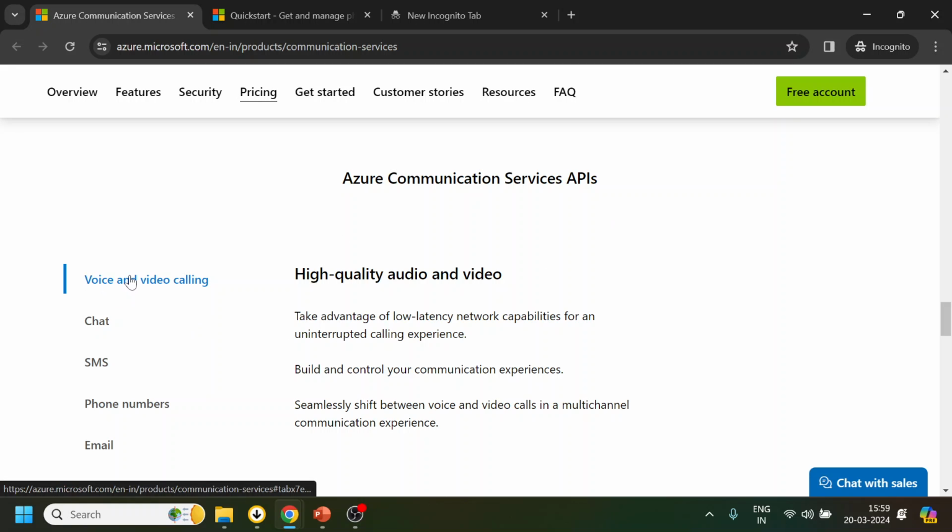and the list of communication services are voice and video, chat, SMS, phone numbers you can purchase, and email. And again, there is a price involved in that. Again, APIs are available, which are REST based, and again, you can use the SDK to be integrated within your platform.